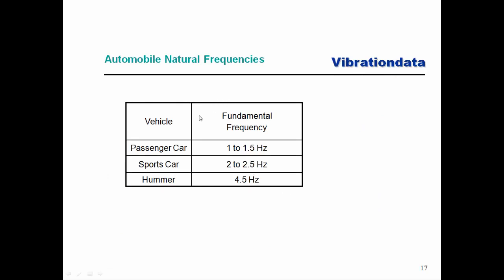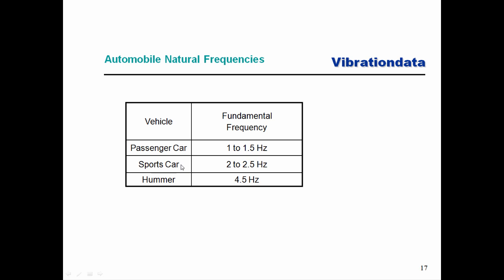So here's just a little table showing that for a passenger car, its fundamental frequency, its spring mass frequency, should be 1 to 1.5 hertz typically. So it looks like the Taurus is on the upper edge of that. A sports car would have a higher fundamental frequency, and a Hummer, like a military vehicle, a Humvee, would have maybe 4.5 hertz fundamental frequency.